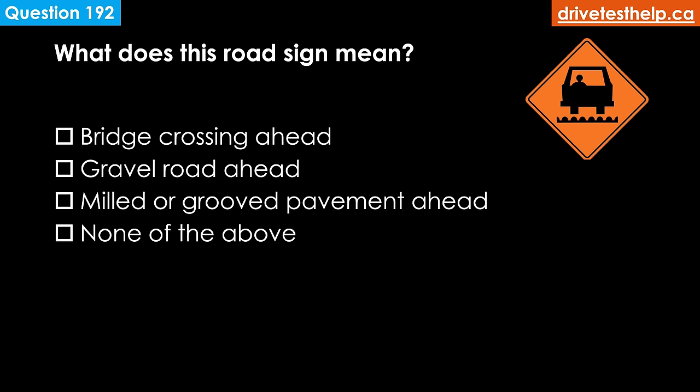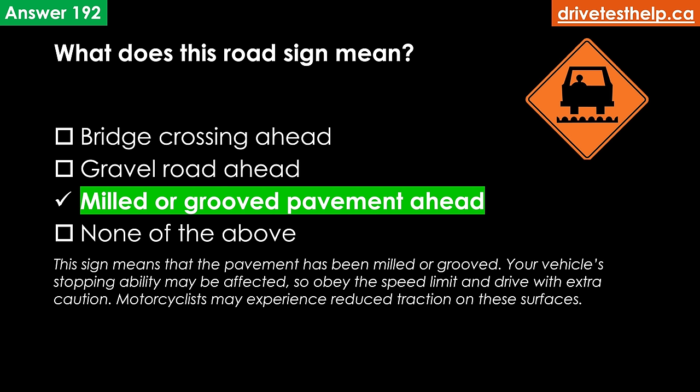What does this road sign mean? Bridge crossing ahead, gravel road ahead, milled or grooved pavement ahead, none of the above. The correct answer: milled or grooved pavement ahead. This sign means that the pavement has been milled or grooved. Your vehicle's stopping ability may be affected, so obey the speed limit and drive with extra caution. Motorcyclists may experience reduced traction on these surfaces.